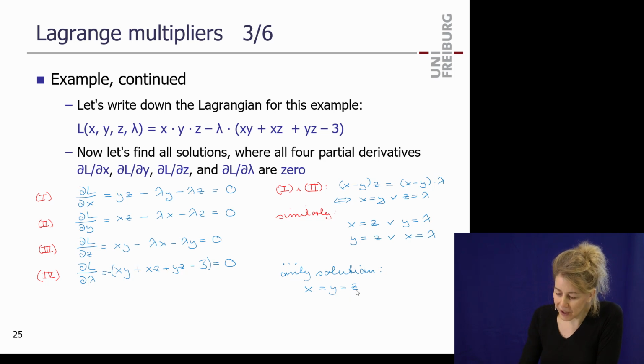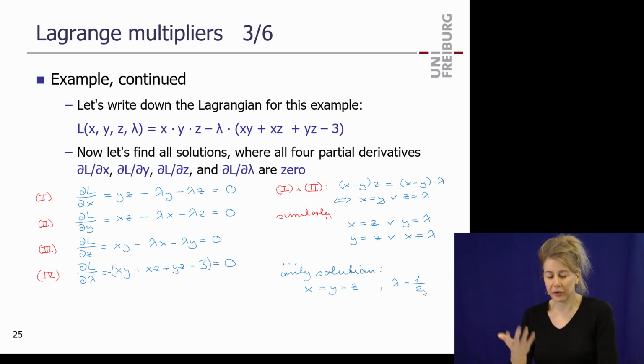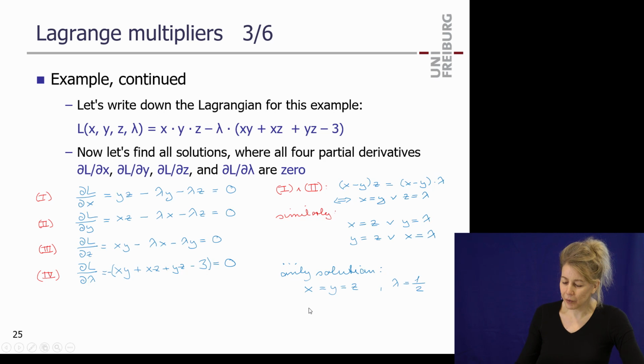If x, y, and z are all equal, then what is lambda? We can derive this here. This is then y squared minus 2 lambda y squared, and lambda is 1/2. But the value of lambda is actually not important at all. It's just a variable here in the mix. What you are interested in is x, y, z, and that's the only solution. So in this case we have only one solution. There could be several. Only solution.